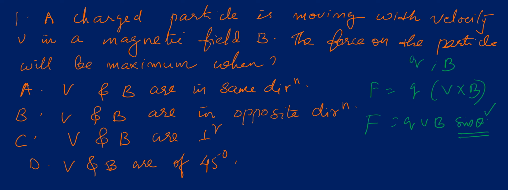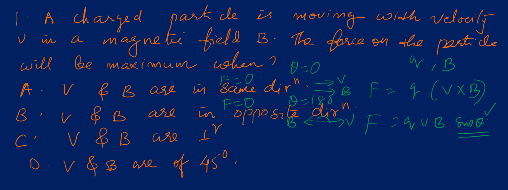The options given, let us check. V and B are in the same direction. That means both v and B are in the same direction, so theta will be 0 here. Sin 0 is 0, so you will get F equal to 0. And in the second option, v and B are in opposite directions, that is, the angle theta is 180 degrees and sin 180 is again 0. So force again you will get 0, because qvB into 0.